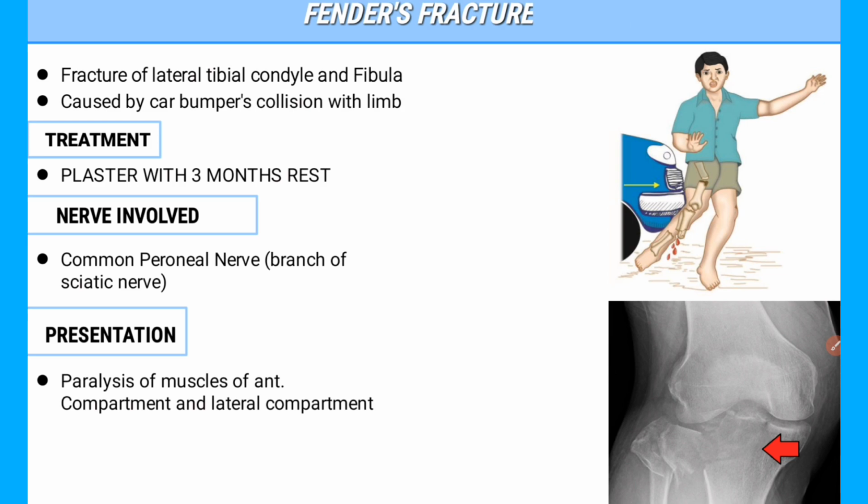As you can see in the x-ray, here we have the tibial bone. The lateral condyle of the tibial bone is fractured, and the fibula is also fractured in case of bumper's fracture.